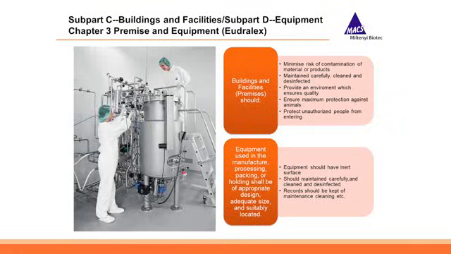Equipment used in the manufacturing, processing, packaging, or holding shall be of appropriate design, adequate size, and suitably located. What could this mean? For instance, the equipment should have inert surfaces. This is something you will see quite often, like these stainless steel tanks for manufacturing, because stainless steel is one of the materials which provides these inert surfaces. It should be maintained carefully, cleaned and disinfected on a regular basis. And once again, if you don't write it down, it has never happened, and this is something I will come back to later. Records should be kept of the maintenance and cleaning and so on and so forth.